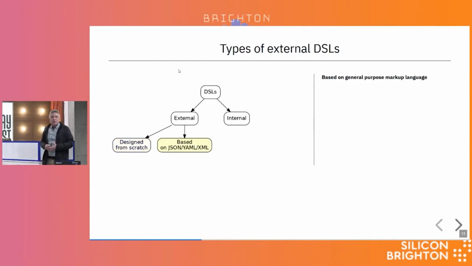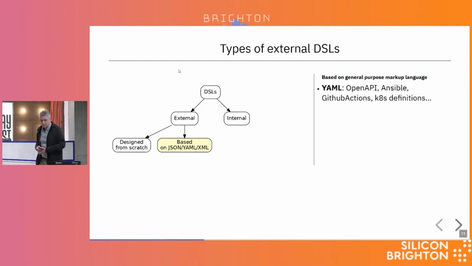Another category of external DSLs are DSLs based on some general-purpose markup language, namely JSON, YAML, or XML. YAML, I think we're all familiar with. All the DevOps stuff now works on YAML. So it's OpenAPI specifications, GitHub Actions, Ansible, Kubernetes definitions. All these are examples of external YAML-based DSLs.